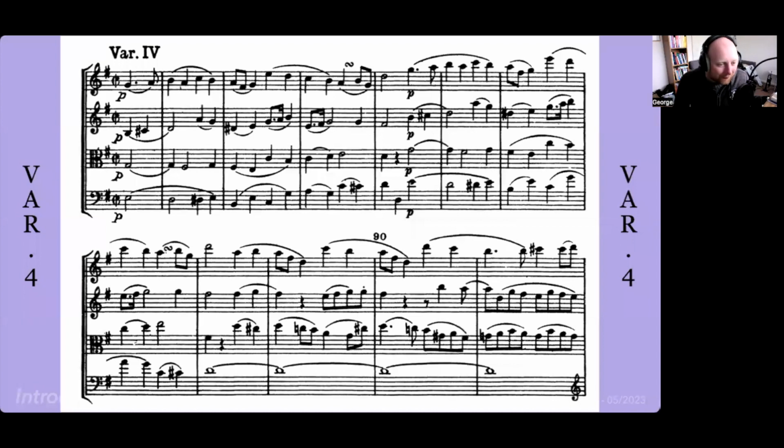So moving on to the fourth and final variation, we have a full setting of the theme with all the players performing continuously. This variation is similar to the original version of the theme, but with some notable differences. First, we have not had such full scoring in any of the previous variations. Haydn is using all 4 instruments continuously in this variation.